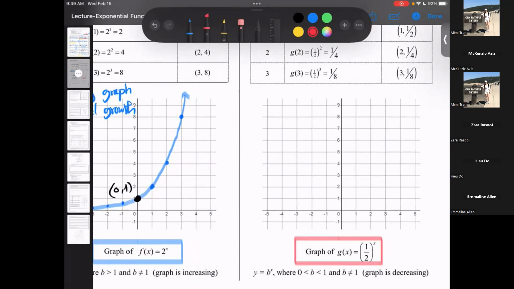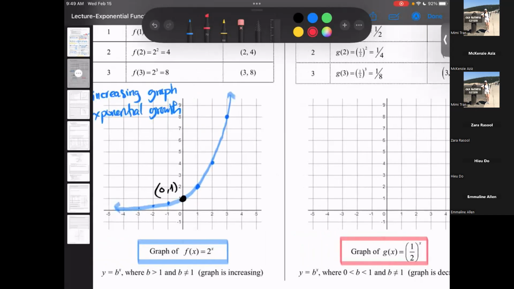Logistic and exponential kind of relate to each other. Logistic looks like this. Don't copy this down. It starts out like an exponential function, but at a certain point, it levels off. So that's logistic, kind of like population growth.